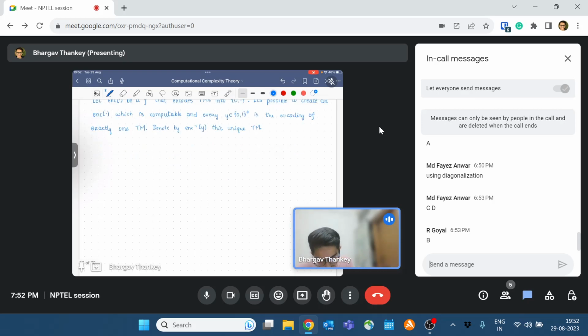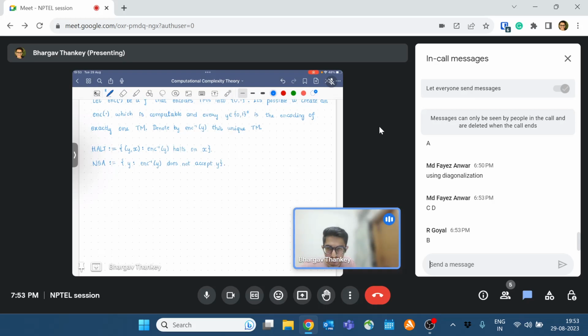So first let me quickly define the languages. Halt is the set of y comma x such that ENC inverse y halts on x. So we want to prove that this is semi-decidable. And to do that, we would use these two languages. Not self-accepting, which is just y such that ENC inverse y does not accept y.